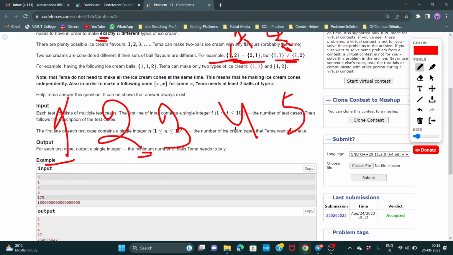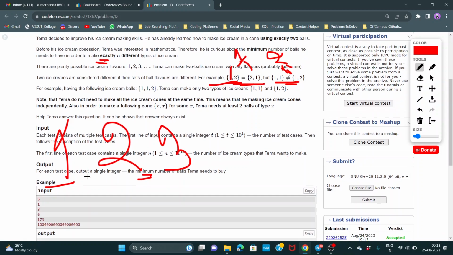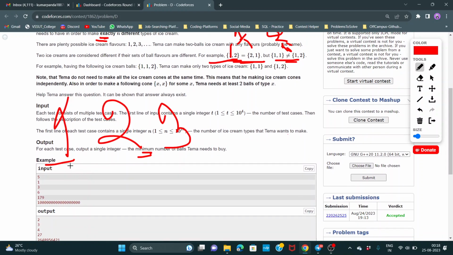We'll take a simple example, not a big one. Just consider these three flavored balls. In this case, how many different ice creams can you make? 1 and 2 will make one ice cream, 1 and 3 will make one ice cream, and 2 and 3 will make one ice cream. So in this case the number of different ice creams is 3.